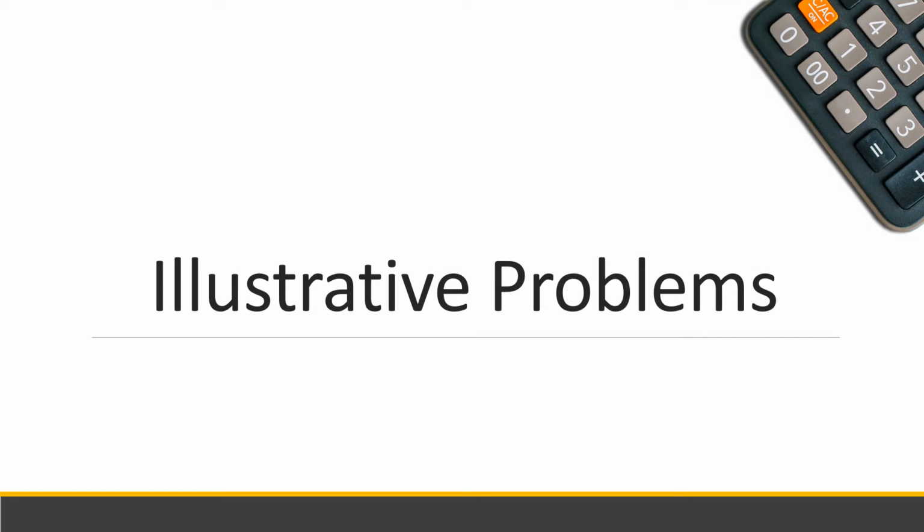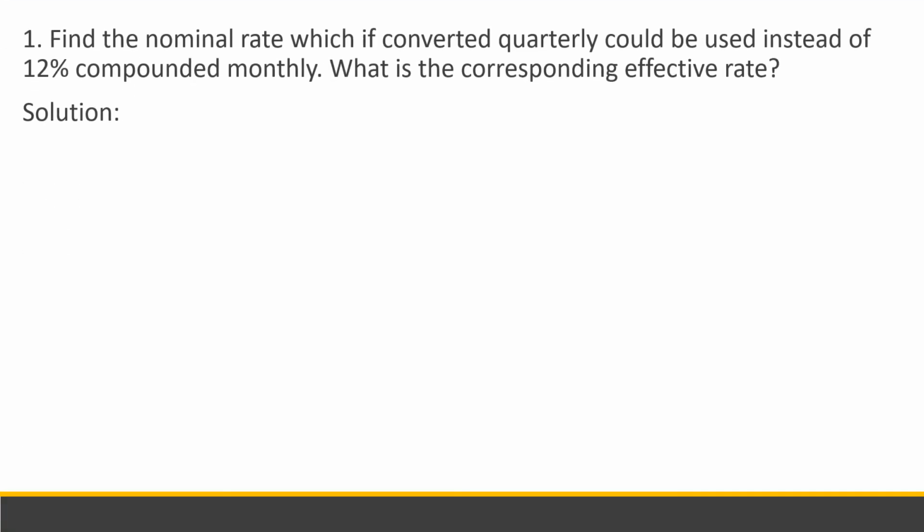Okay, let's solve some problems about compound interest and interest rates. Problem number 1: find the nominal rate which, if converted quarterly, could be used instead of 12% compounded monthly. What is the corresponding effective rate? The 12% compounded monthly is what we will convert into quarterly. So we let R be the unknown nominal rate.